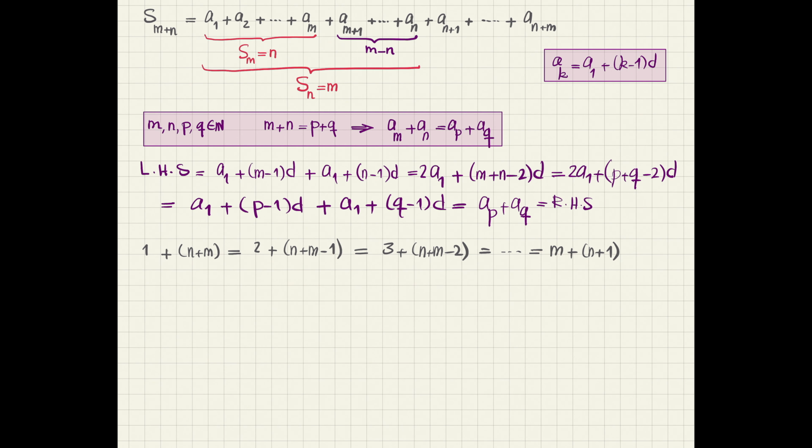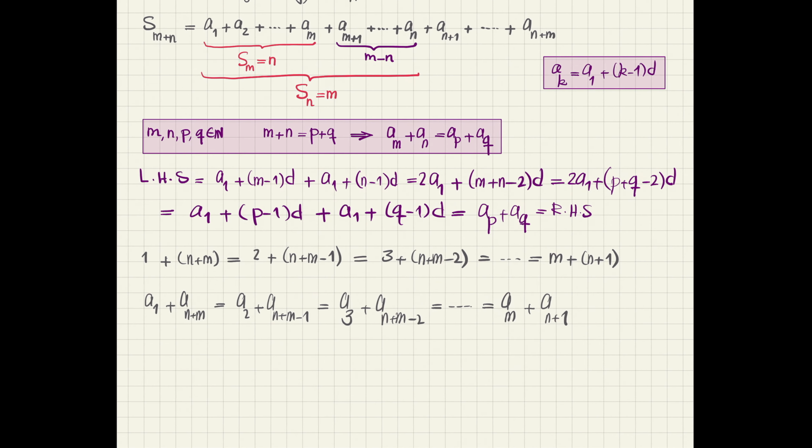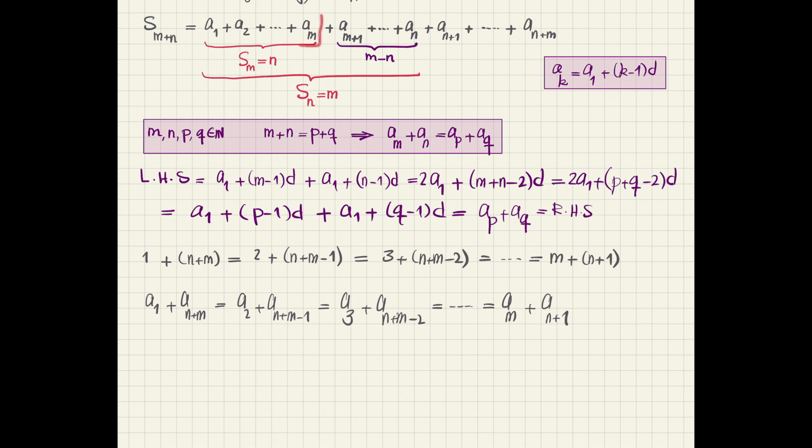So everything is equal. So according to this rule, what can I write? I can write a1 plus a sub n plus m is equal to a2 plus a sub n plus m minus 1 is equal to a sub 3 plus a sub n plus m minus 2, and this continues until I have a sub m plus a sub n plus 1. So all of these sums are the same. Okay? So now if I ask you what happens if I add this one to that one, I can write them in pairs.